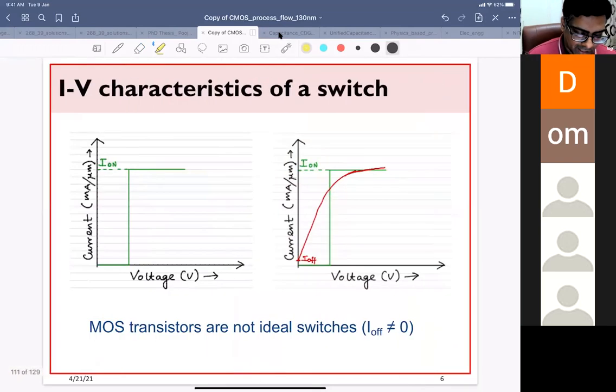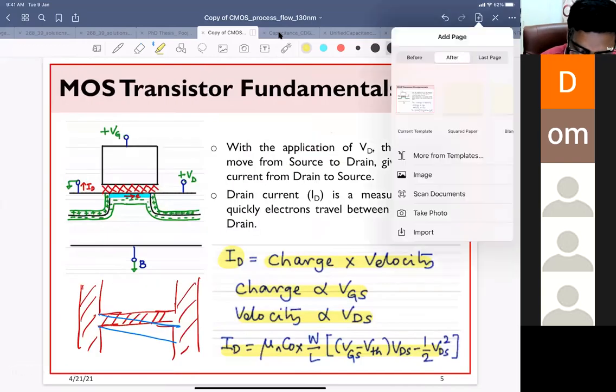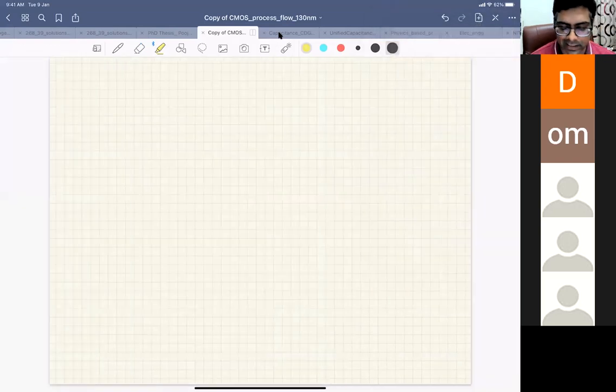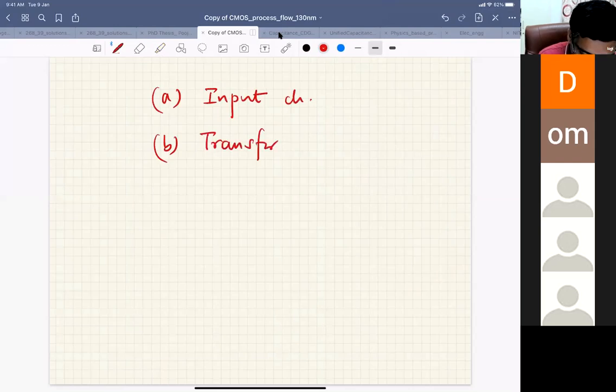All right. So when I talk about characteristics, we have three characteristics. One is your input characteristic, your transfer characteristic, and your output characteristic, right?